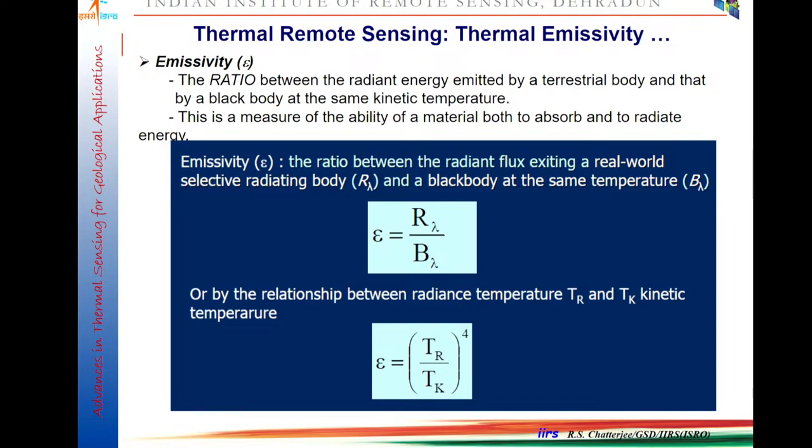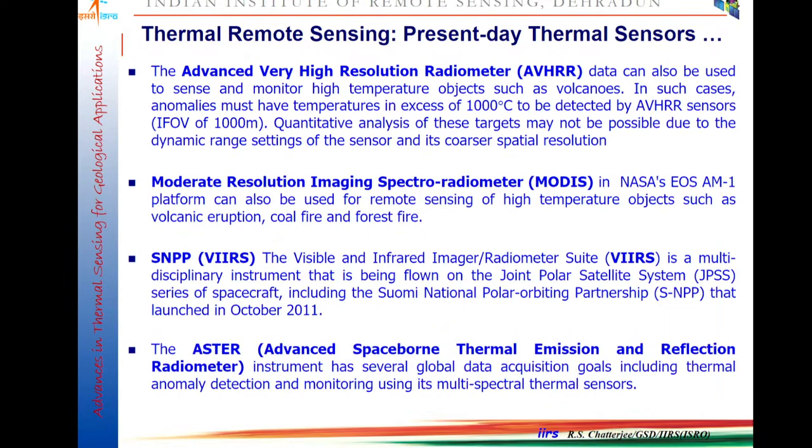I am not going into much basics, but I will discuss more on the recent advances. What advances in terms of data availability, what new missions we have now, how thermal remote sensing is more feasible nowadays, what different applications we can do, and what the advancements are in thermal remote sensing data analysis techniques. So those things I will discuss now. To begin with, what are the present day thermal sensors? For example, AVHRR NOAA.